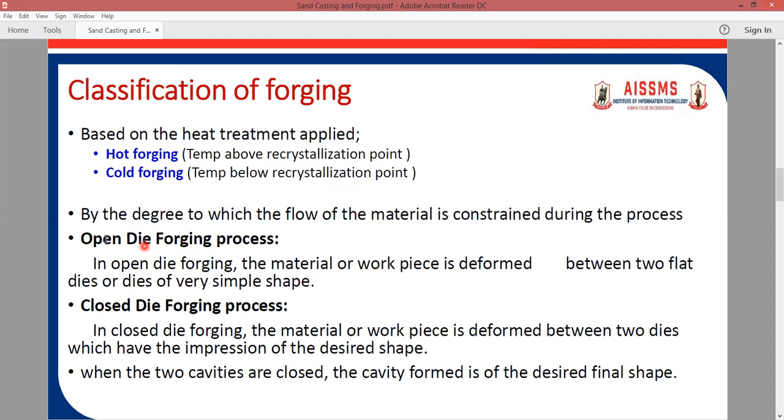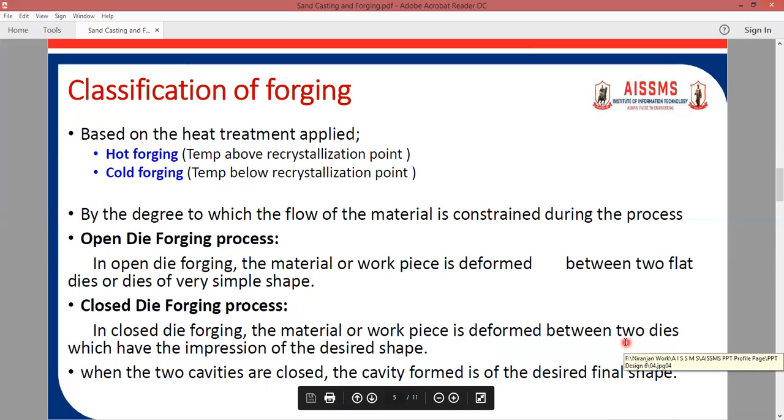Then, depending on the types of dies used, forging is classified into two categories. One is open die forging, the second one is closed die forging. In open die forging, the metal is deformed or forged down between two flat die surfaces of very simple shape. It is called open die forging. And in closed die forging, the metal is deformed between two dies which have the impression of a certain desired shape. So this is closed die forging. When two cavities are closed, the cavity is formed of the desired shape. This is closed die forging.